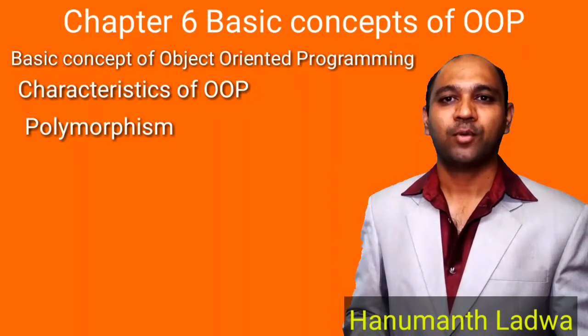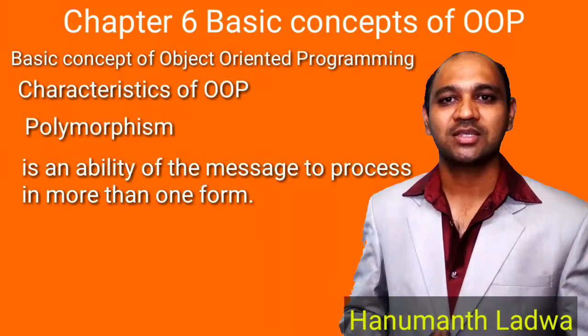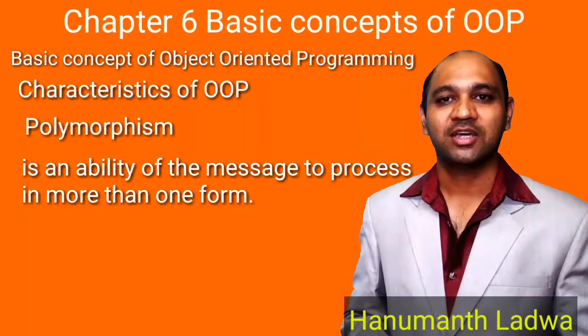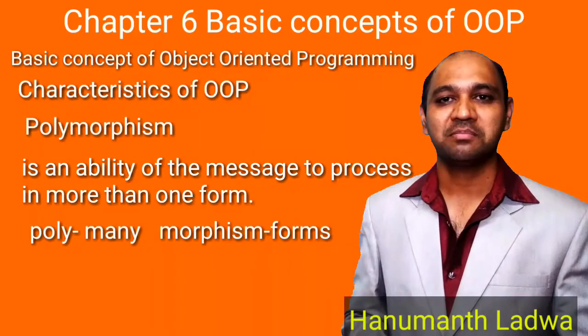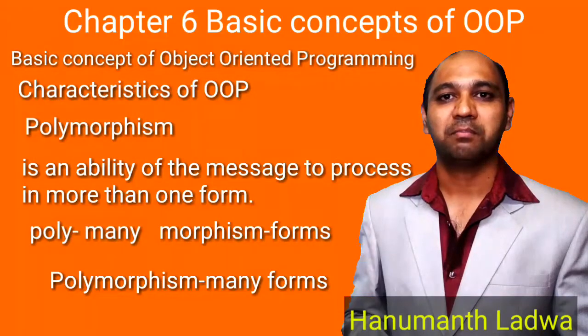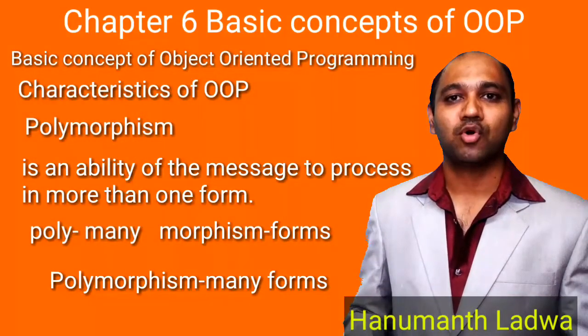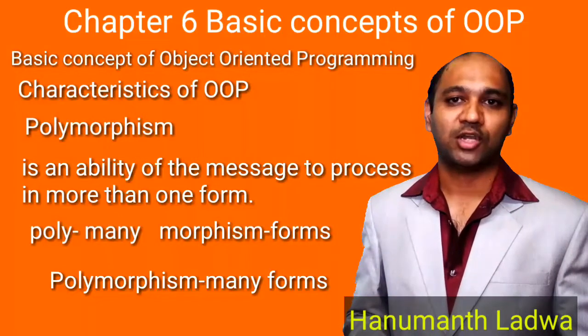What do you mean by polymorphism? It is an act of processing the same message in more than one form. Here poly means many, and morphism means forms. So polymorphism gives us the meaning of many forms. The same message can be processed in more than one form, and that is called polymorphism.